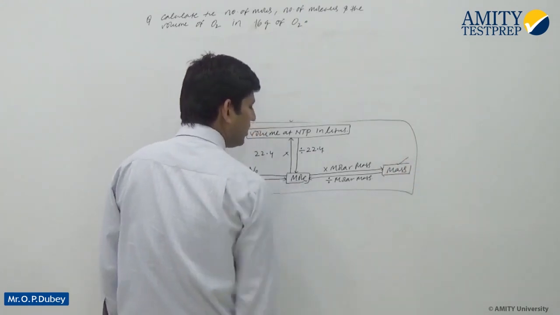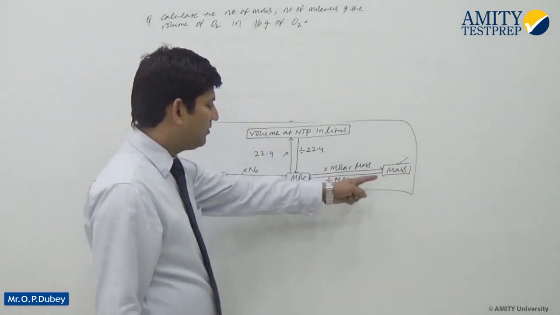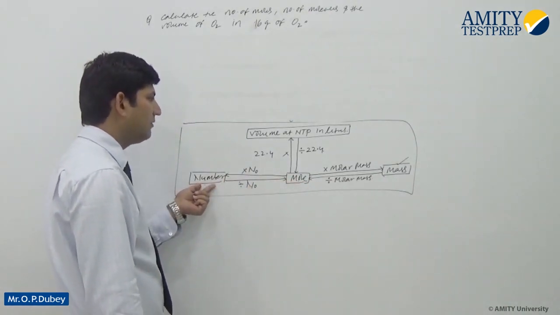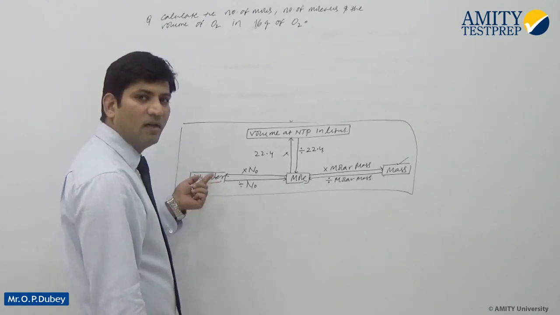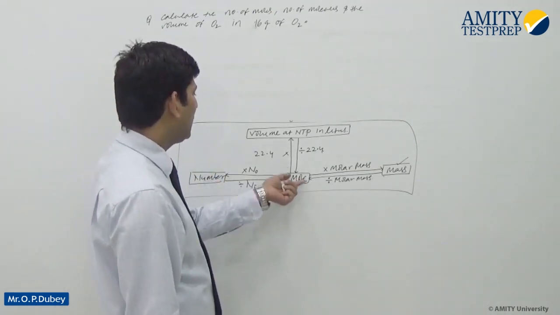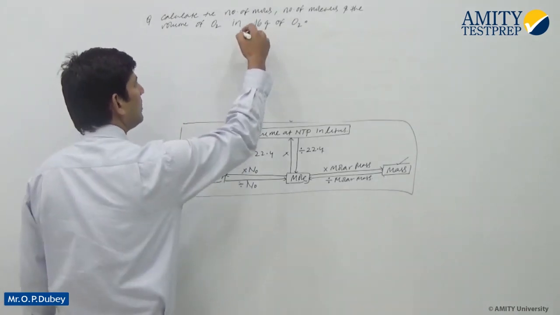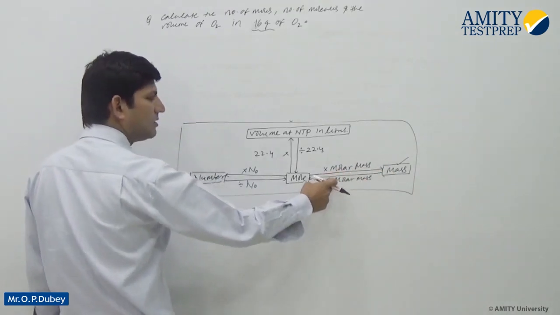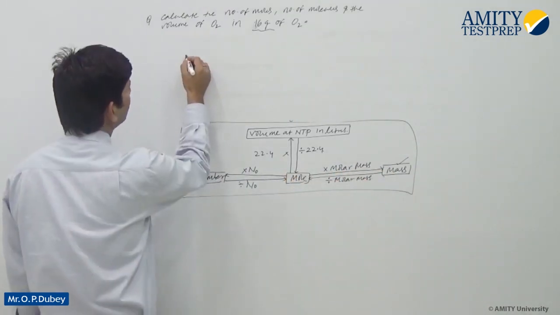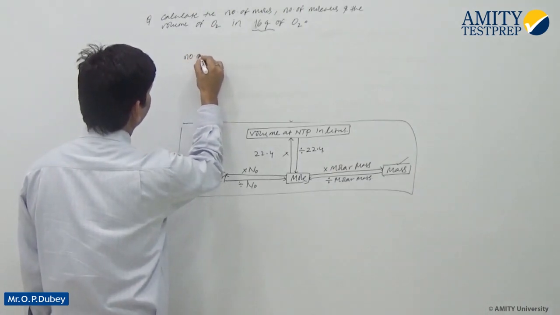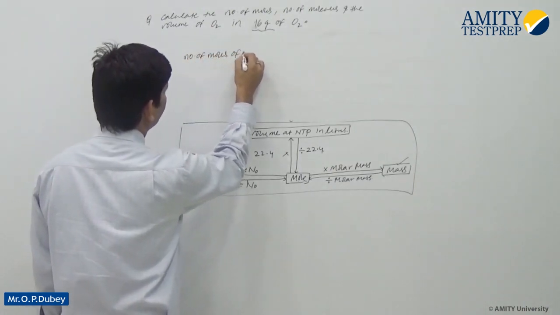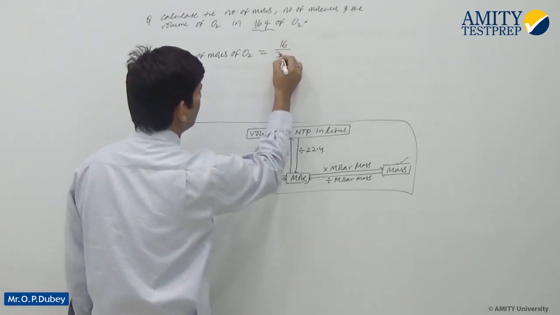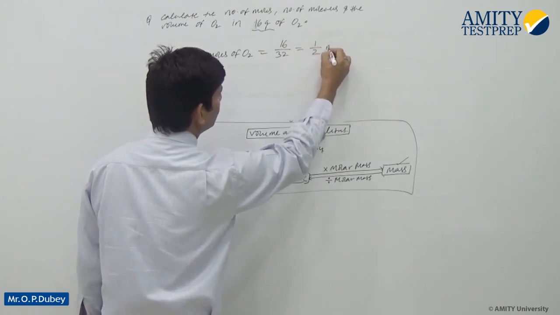That means the mass of the oxygen is given. First we have to calculate the number of moles, and by calculating the number of moles we can easily calculate the number of molecules, we can easily calculate the number of atoms of oxygen, and we can calculate the volume. The mass is given, which is 16 gram. First this mass is divided by the molar mass, we get the number of moles. That means the number of moles of oxygen is 16 upon the molar mass of oxygen, 32, which is 1 by 2 mole.